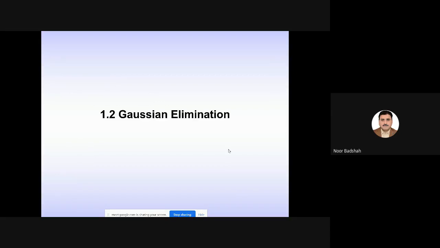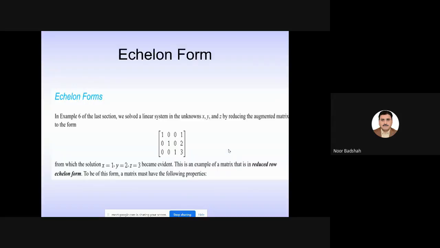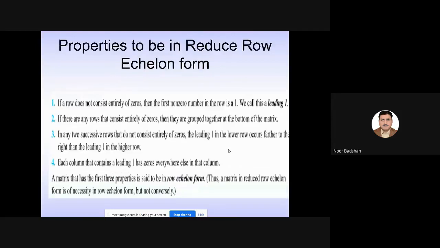Okay. So next we talk about Gauss elimination. I hope everybody knows that, so I'm getting through it quickly. I'll explain that as well. How do we do that? Okay. So before going into Gauss elimination, we first discuss echelon form. What is echelon form?